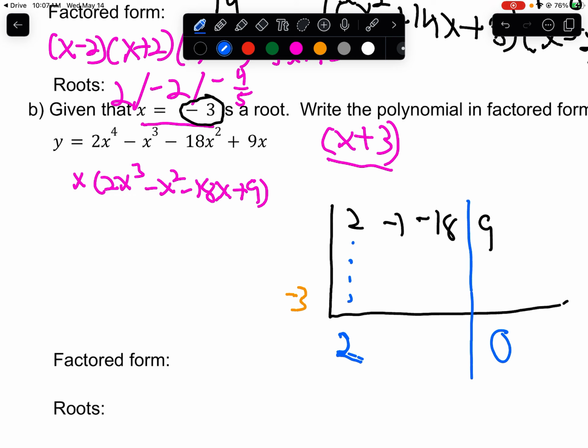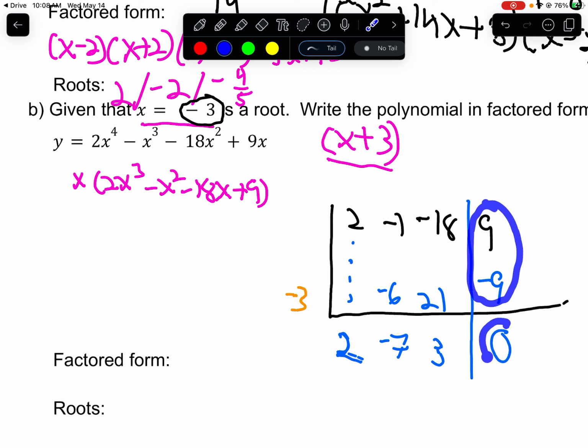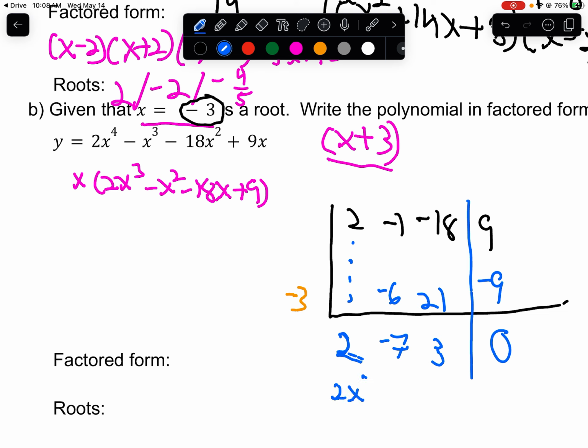So -3 times 2 is -6, plus a -1 is -7. -3 times -7 is positive 21. -18 plus 21 is 3. -3 times 3 is, look at this, -9. And yes, just as advertised, 9 plus a -9 is 0. So now that means once you divide by x plus 3, we will have 2x squared minus 7x plus 3 as a quadratic.